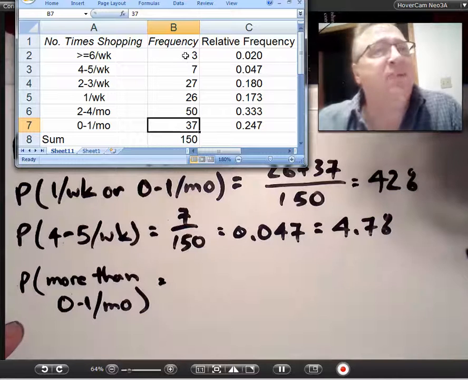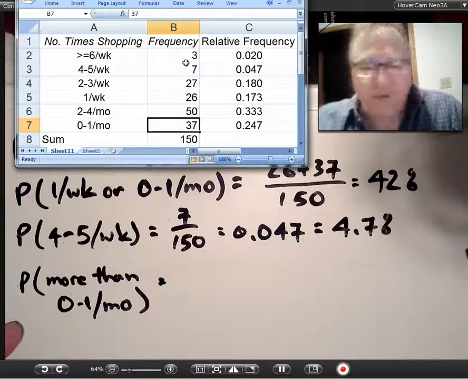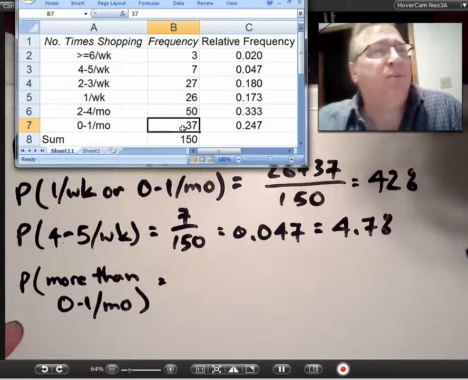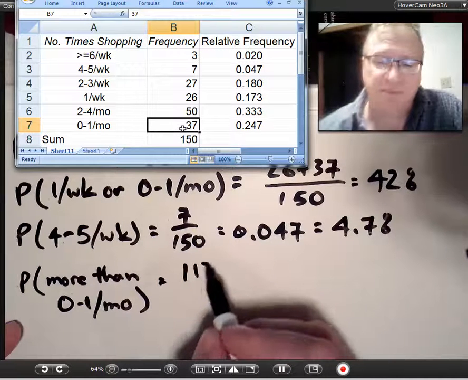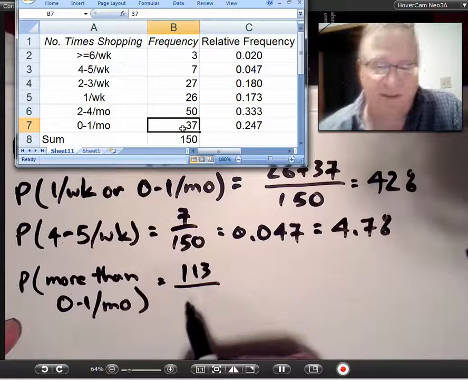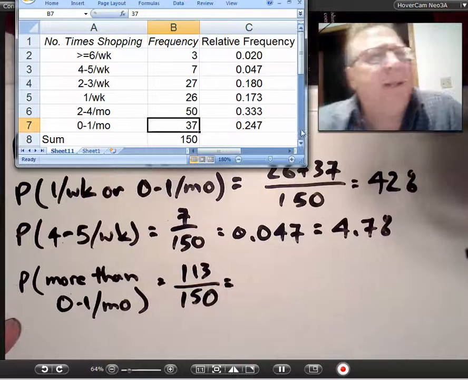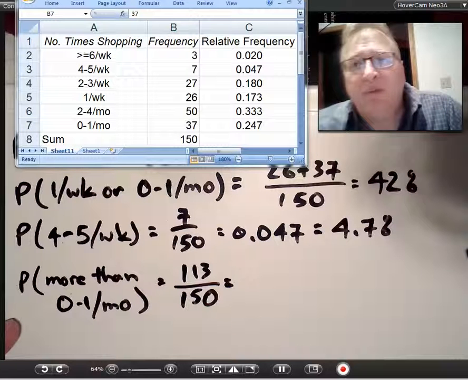Well, we have a couple options here. One thing we can do is add up all these values: 50 plus 26, 27, 7 and 3. And we should probably do that. Let's see, there's 150, and if we subtract 37, that'd be 120, 113. Did I do that right? Please holler. I know, you can't holler. Well, you can, but it doesn't do much. Let me double check that. 150, that'd be 120, 113. Yeah, okay.